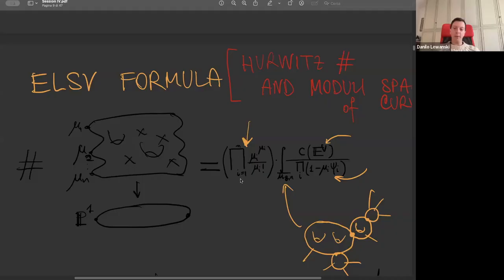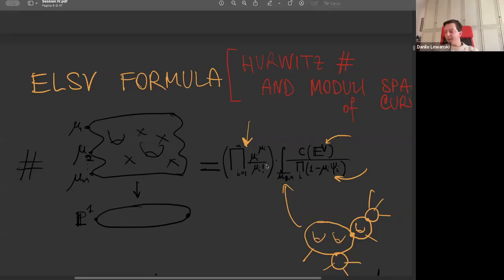So if you look at it, you just have the product over i from 1 to n. Here you have mu i to the power mu i divided by mu i factorial. So it's very highly not polynomial in the mu i's, right? And this is very interesting. And if you know a little bit about virtual localization, you would recognize that from virtual localization of moduli space of stable maps and so on, you often get terms of this shape.